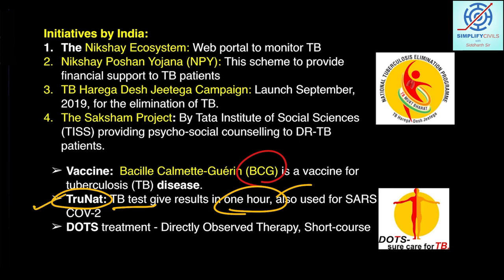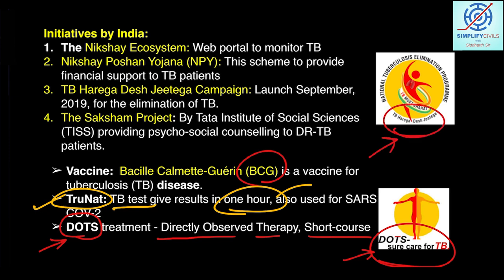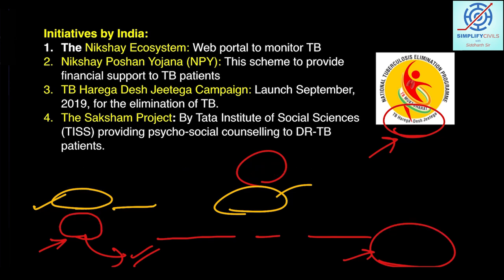The name of the treatment for tuberculosis is DOTS. What is the full form of DOTS? This is Directly Observed Therapy, Short course. So DOTS, you would have seen many cricketers and film stars come in the news and on TV, and they used to say do not leave the treatment of DOTS, DOTS treatment is very important. So this is the particular logo, and this logo is for TB Harega Desh Jeetega. So this treatment is very important, and if this treatment is asked somewhere, you can definitely quote that it is for tuberculosis. Okay, so these are the basics. I hope the tuberculosis topic is done.